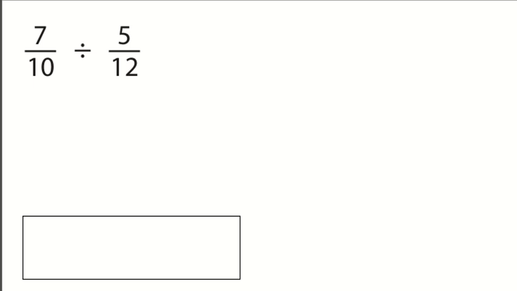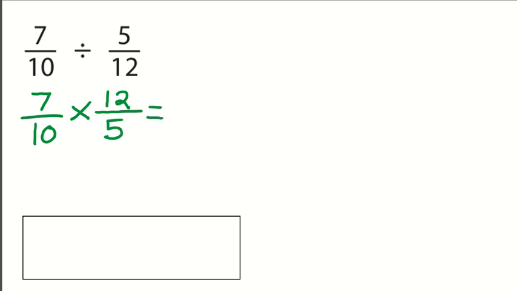Now, let's do it again. We're practicing, we're exercising that part of our brain. We got to do our keep, change, flip. So we're going to keep this the same. We're going to change the sign to multiplication, and we're going to flip. We're going to put our 12 up top, and we're going to put our 5 on the bottom.